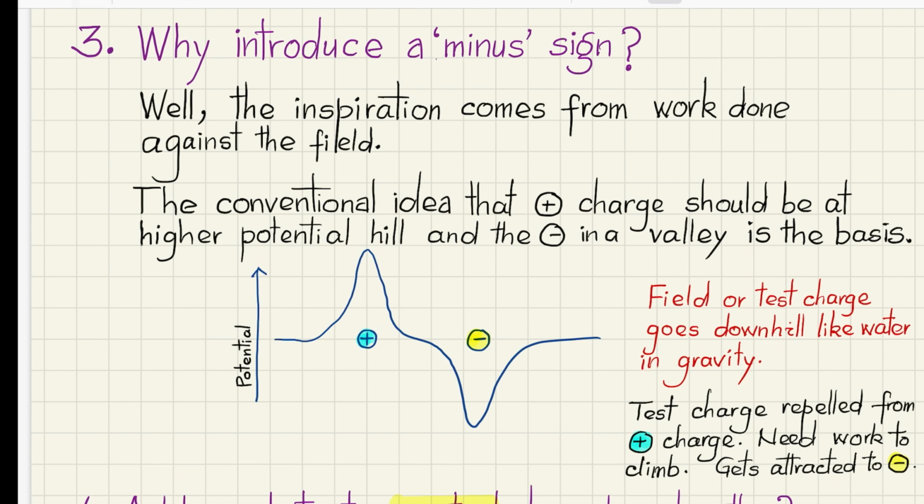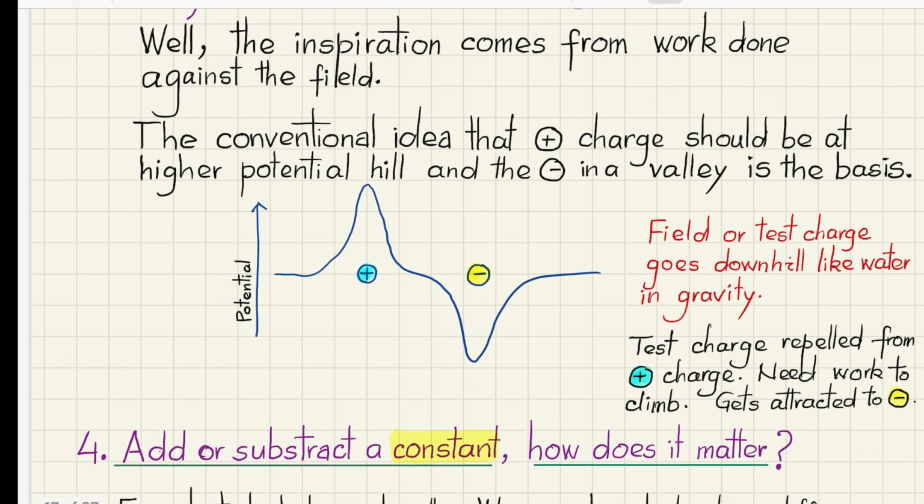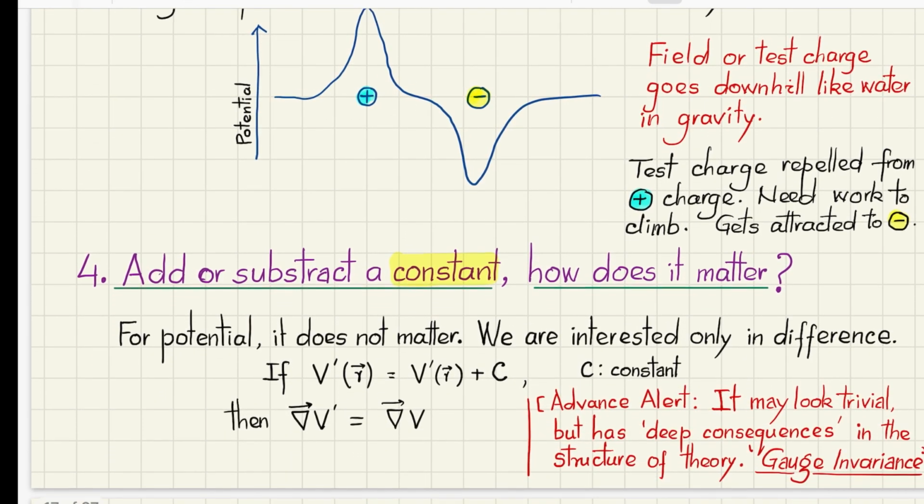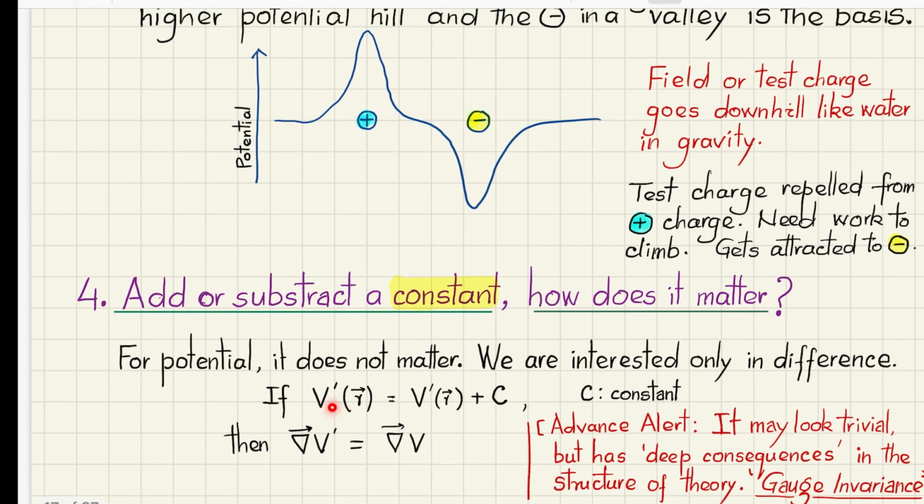Add or subtract a constant. Should it matter? No, it should not matter for potential. Why? Because if, let's say, another potential has a constant, C is a constant, then the grad is the same, because we can measure only the electric field. So the electric field is the grad of the potential. So that C doesn't matter.